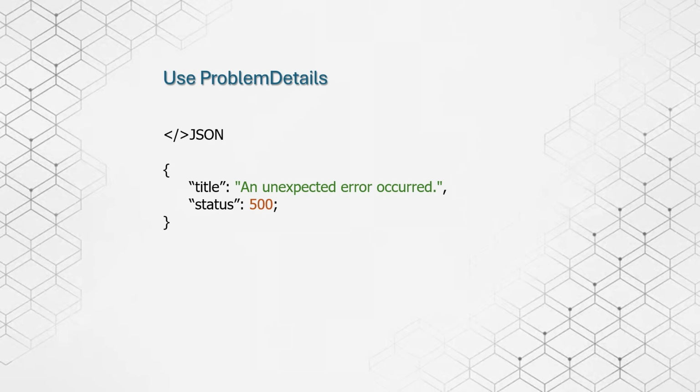Problem details is a standard format for HTTP API error responses. Using a consistent format makes your API easier for front-end, mobile, and third-party developers to integrate with.